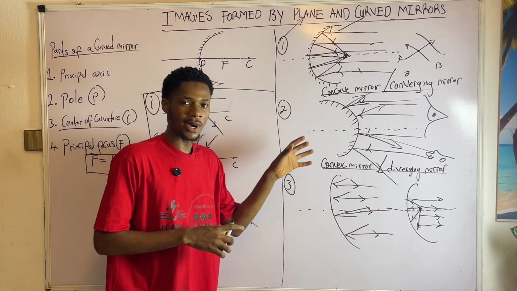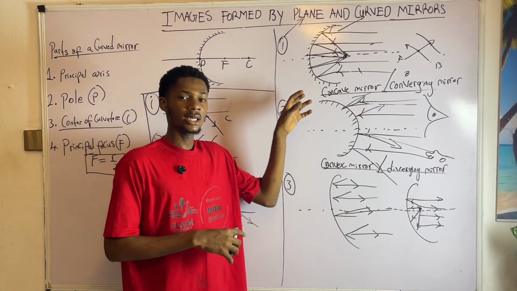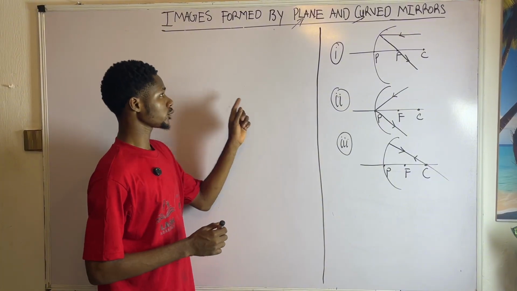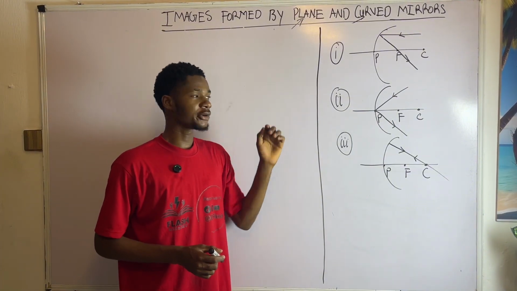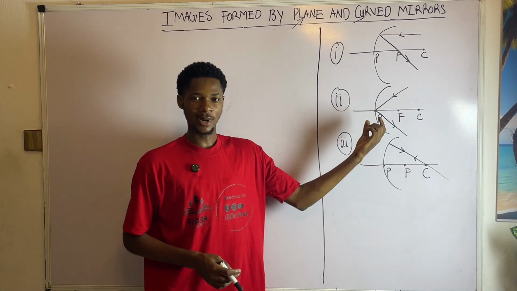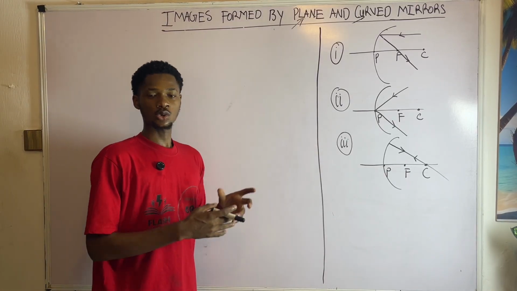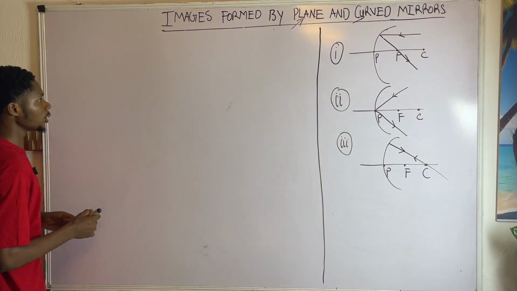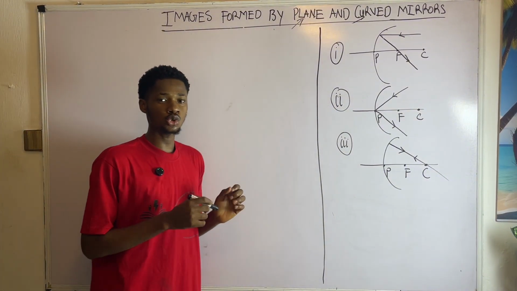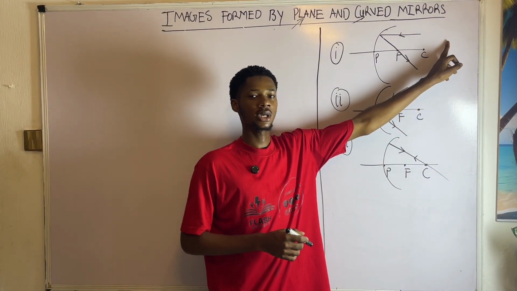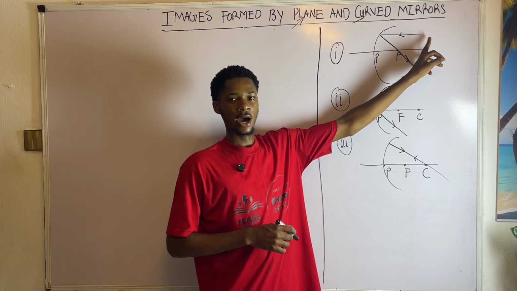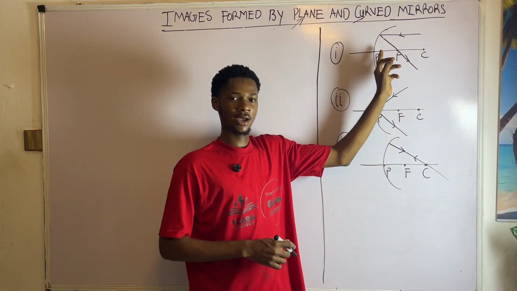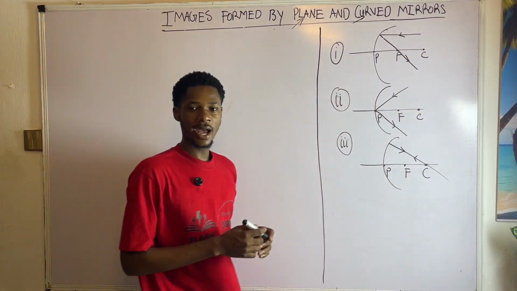Okay, so I'm going to go straight to the images formed by a concave mirror. I have to move the ray diagrams to this part so that I can make use of the whole space and get a wider field of view. Those are the laws we are going to make use of. For the first one, I'm going to place the object beyond C, then at C, then between F and C, then at F, and then between P and F. So I'm going to get the various images that will be formed.